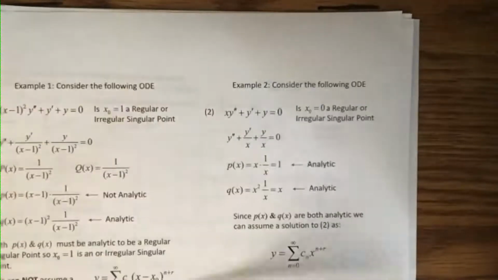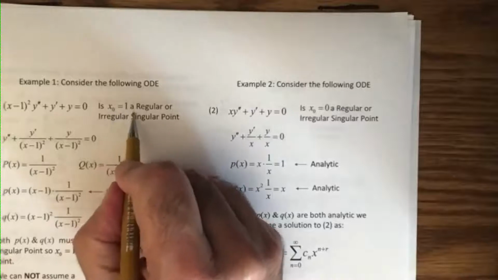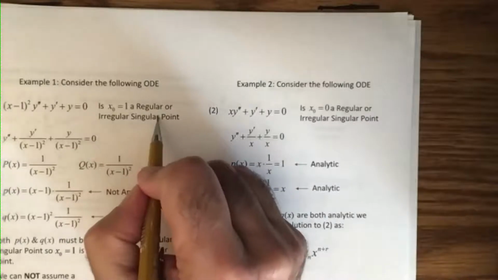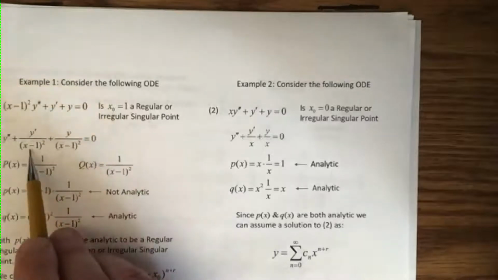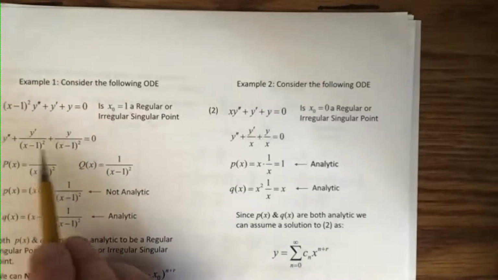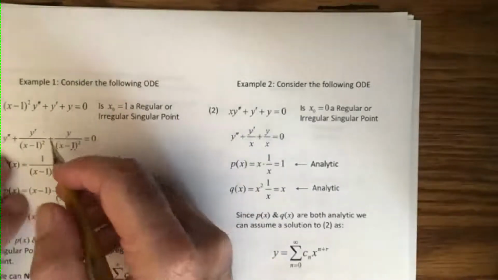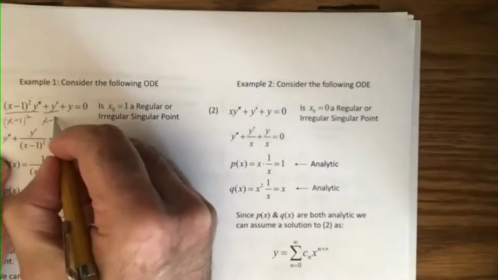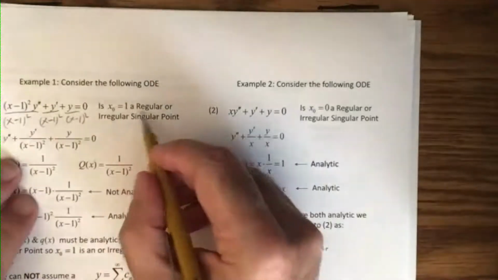All right, so let's do some examples. In this case here, is x of 0 a regular point or irregular? Is this a regular point or an irregular singular point? Well, let's see. When we look at this, first of all, I have to get it in the right form. So the first thing I do is divide this equation by x minus 1 squared. Now I want to know if 1 is a singular point.